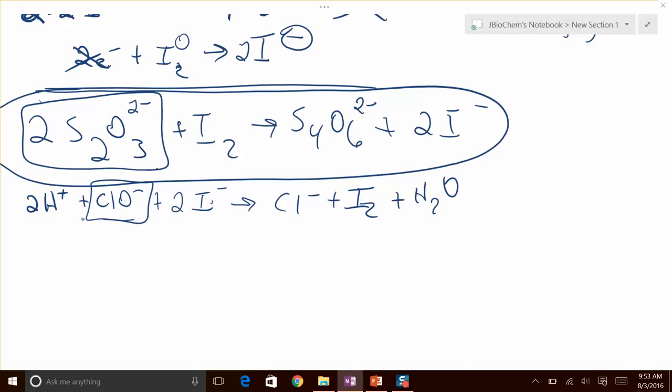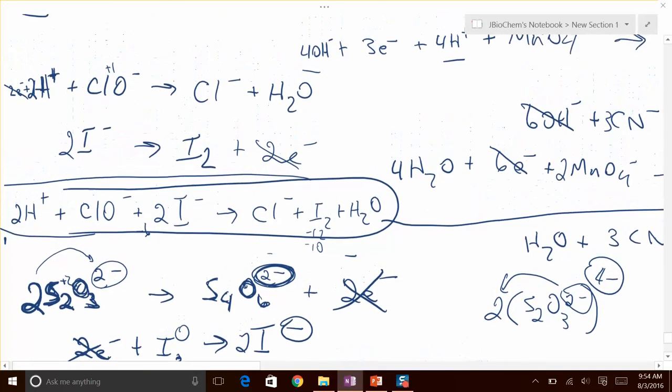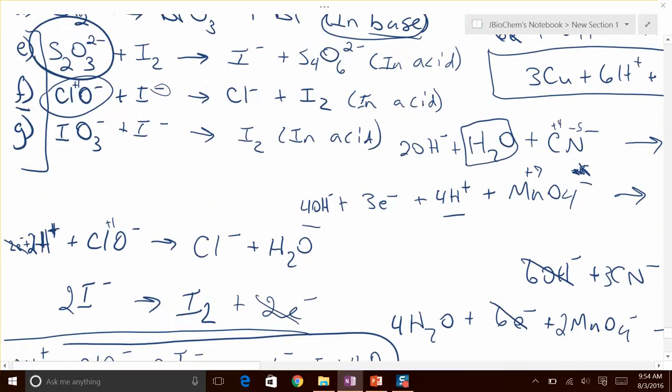Because as it reacts here, the I2 gets pulled out by this, and once that reaction stops, because we've reached that endpoint, then we'll be able to know the relationship here. So it's one ClO minus for every two S2O3 2 minuses. That's the stoichiometric relationship. That's how I'm going to figure out how much ClO minus is in here, because I'm going to determine how much of this I used. And then I'll relate it back to the bleach ion, and I'll be able to calculate the moles of bleach in that bleach solution, okay?